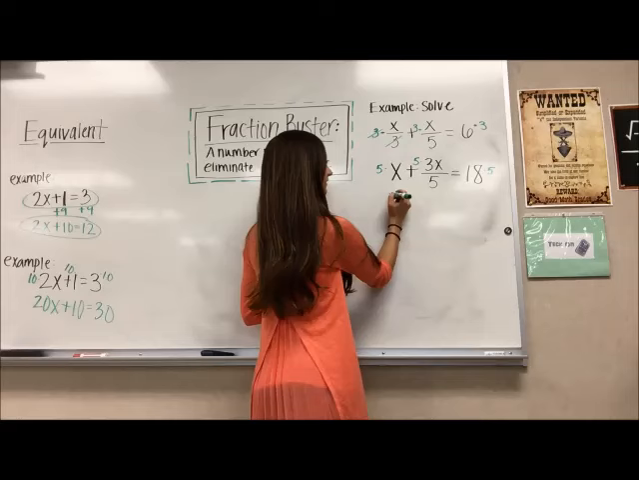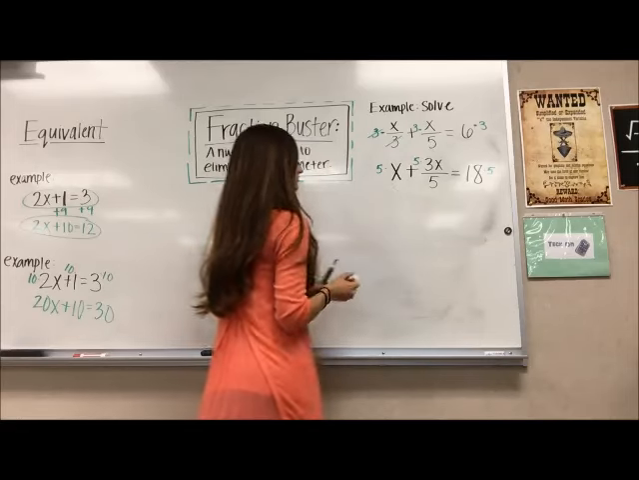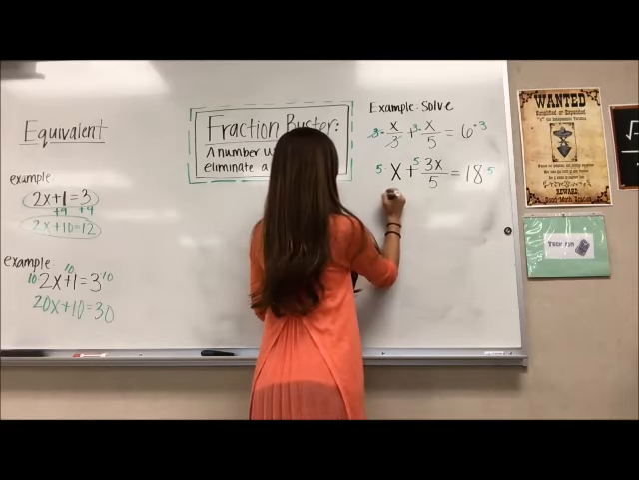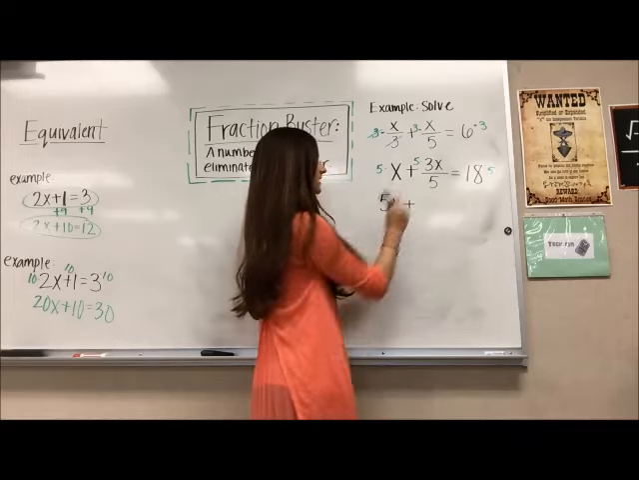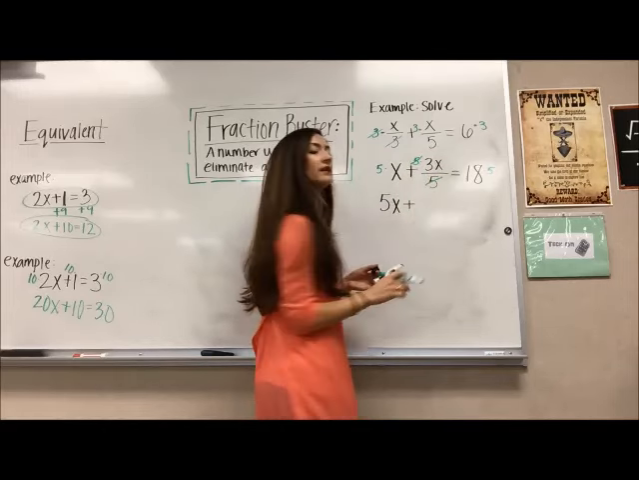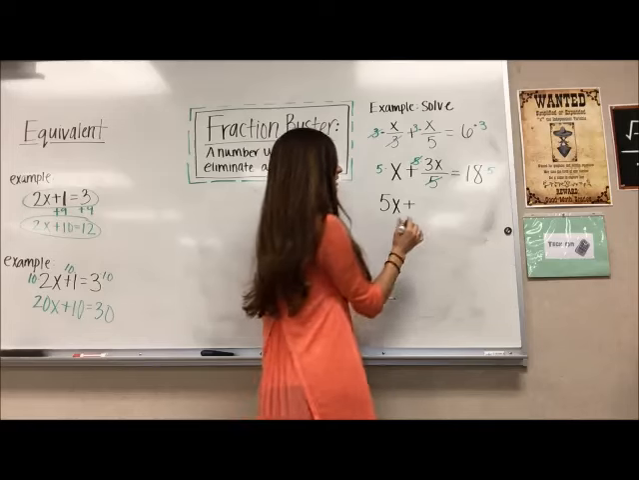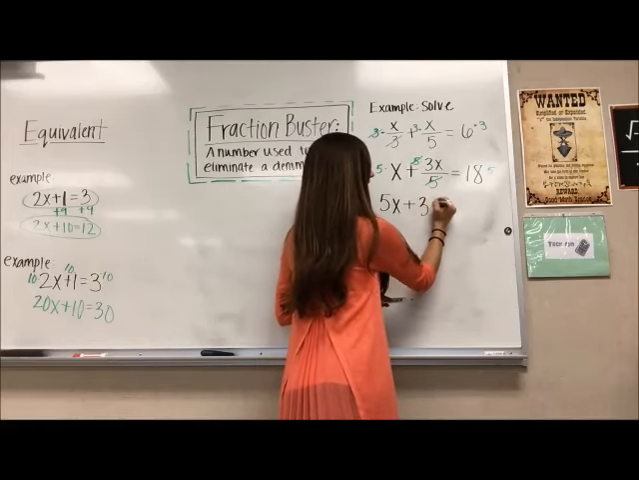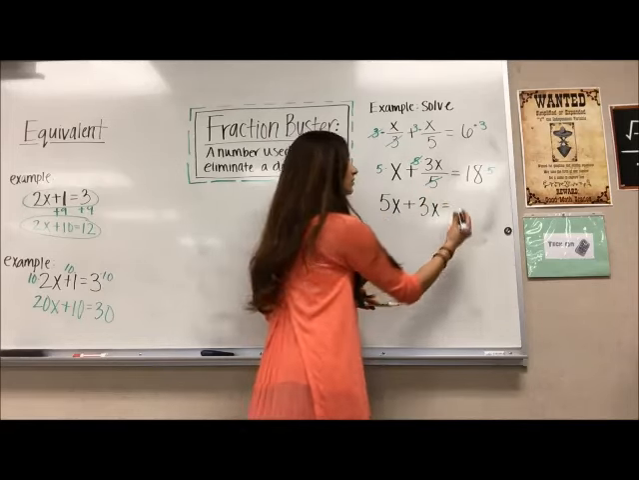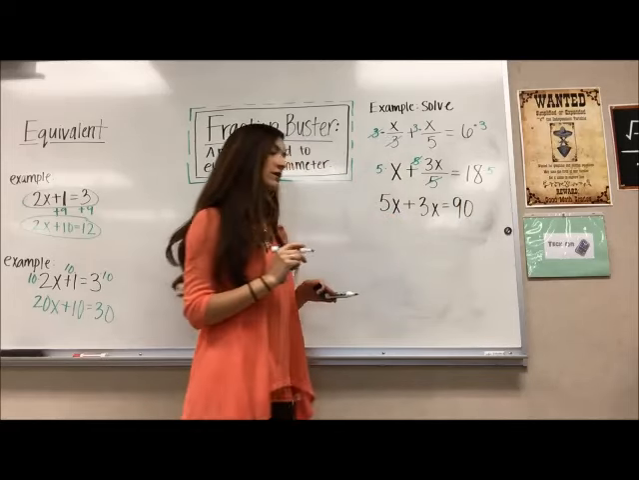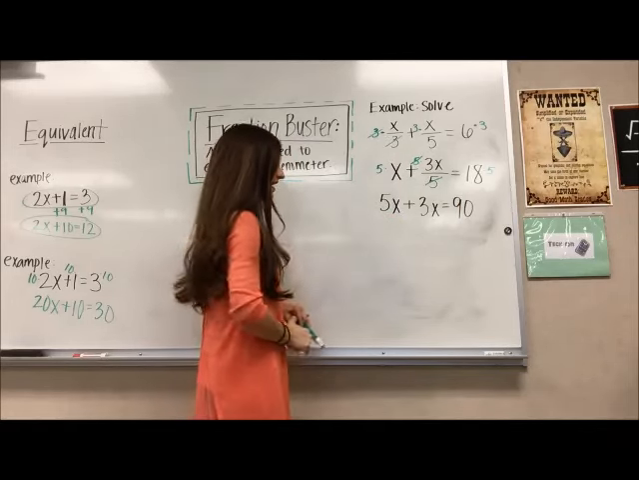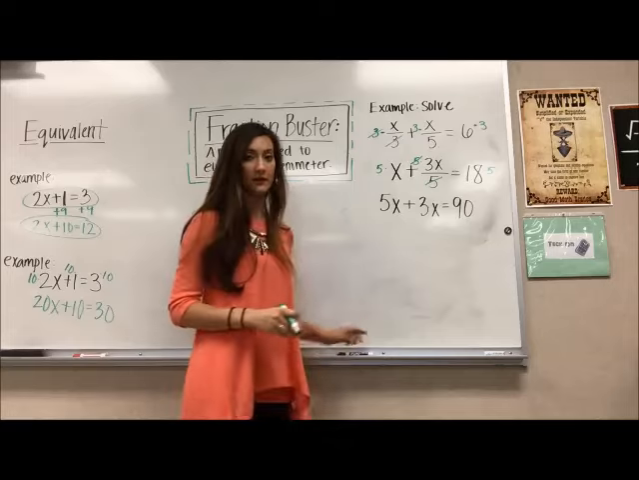So that's going to give us 5x, and of course this 5 and this 5 eliminate. That's what we were trying to do. So plus 3x equals 90. Okay, and now we have an equation that we can definitely solve.